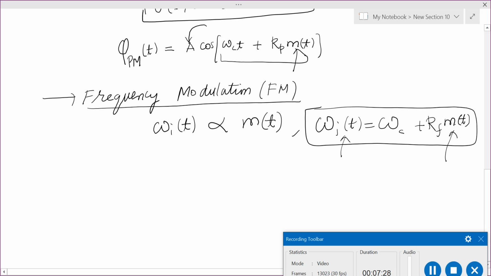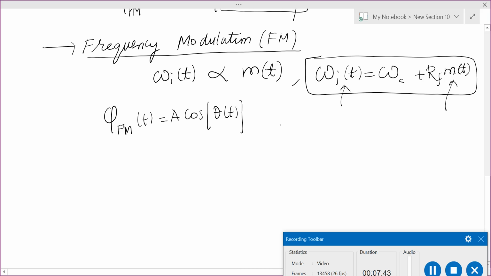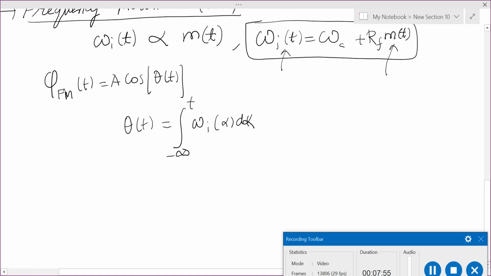So this is how we exactly vary the instantaneous frequency. Omega_c is the constant carrier frequency plus k_f m(t), we are making instantaneous frequency proportional to the message signal linearly. Hence we can write the frequency modulated signal as A cos theta(t). Now what is theta(t) in terms of omega_i(t)? We just now saw that theta(t) is equal to the integral from minus infinity to t of omega_i(alpha) d alpha. Alpha is a dummy variable, don't get confused with it. So we can write this as omega_c plus k_f m(t).